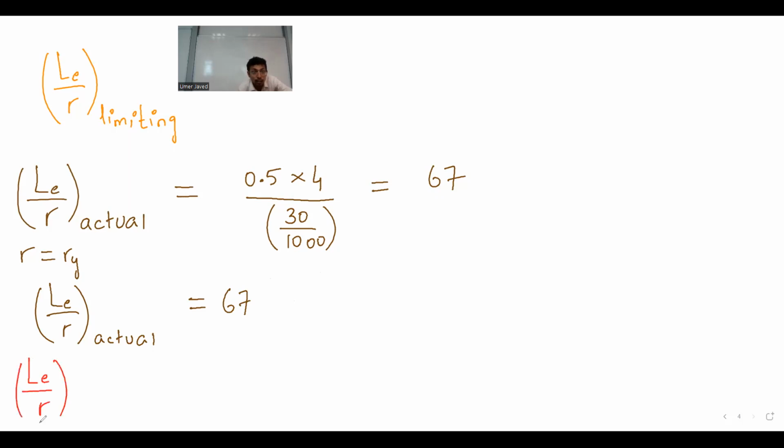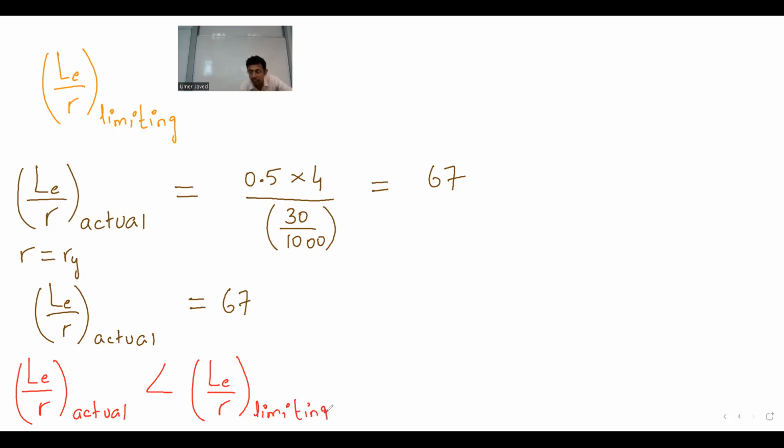LE over R critical, LE over R actual turns out to be smaller than LE over R limiting.